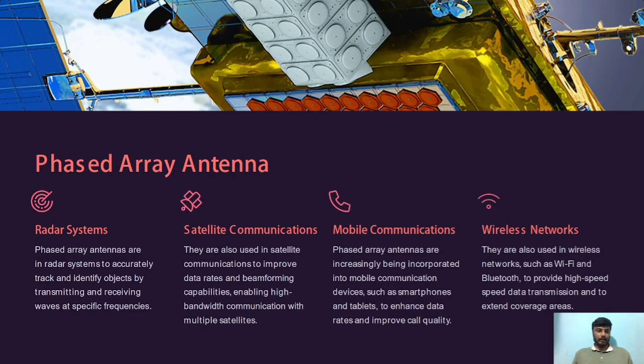Phased array antenna. There are different applications of the phased array antenna: radar systems, satellite communication, mobile communication, and wireless networks. Phased array antennas are used in radar systems to accurately track and identify objects by transmitting and receiving waves at a specific frequency. Satellite communication: they are also used in satellite communication to improve the data rates and beamforming capabilities, enabling high bandwidth communication with multiple satellites.